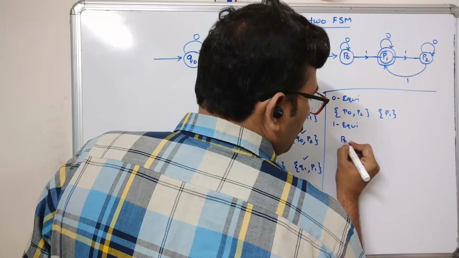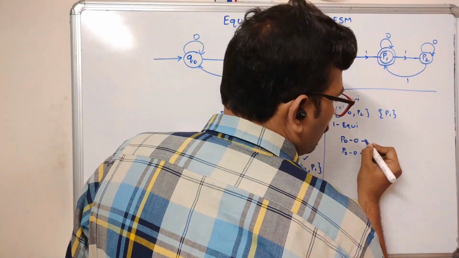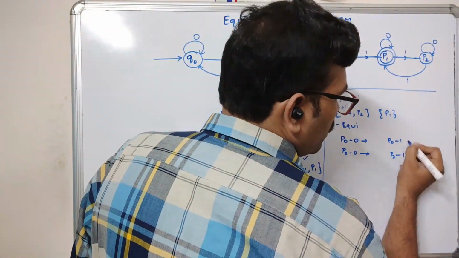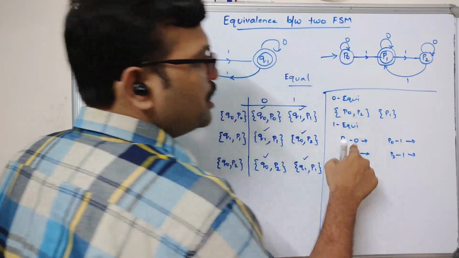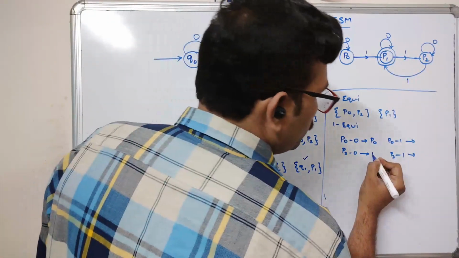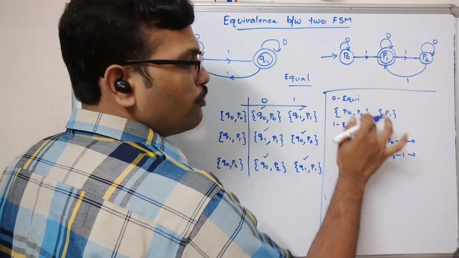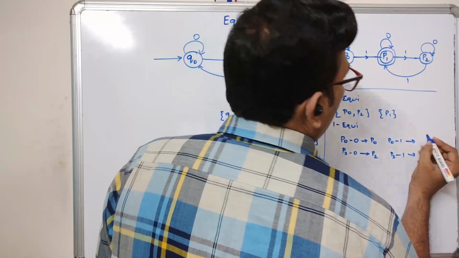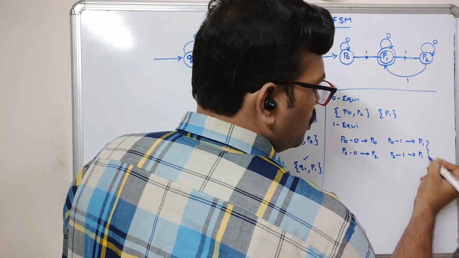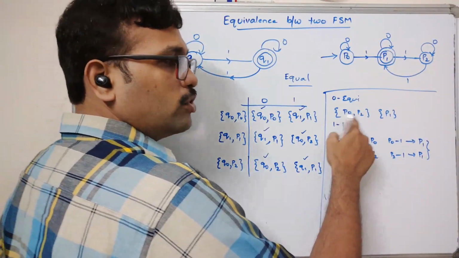Right? Now P0 on 0, P2 on 0. P0 on 1, P2 on 1. So P0 on 0, it moves to P0 itself. P2 on 0, it moves to P2 itself. So you can see both fall under the same set. P0 and P2 fall under the same set, right? P0 on 1, it moves to P1. P2 on 1, it moves to P1. So here also both fall in the same set. That implies both are equal.